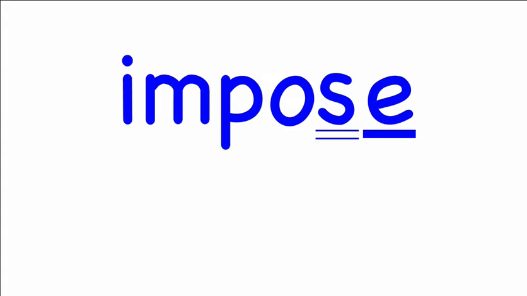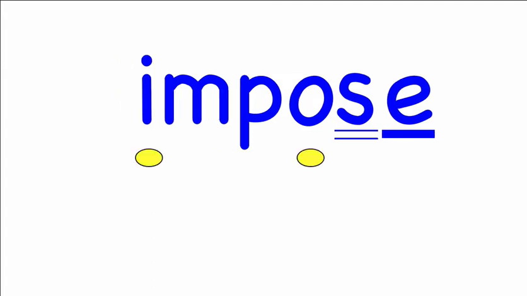After we've done that, we identify our vowel sounds. We have two vowel sounds. So we have a two-syllable word. Now we apply the syllable division.